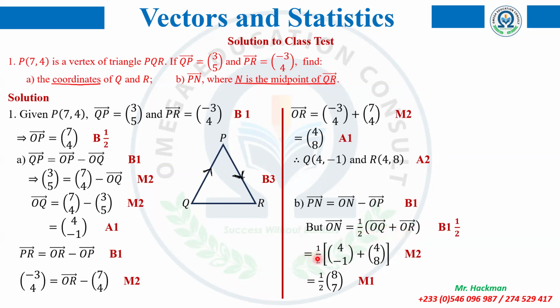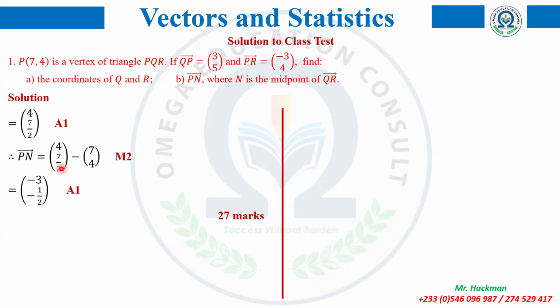And that will be equal to half of what OQ vector is, and OR vector as well. You substitute. Then you deal with what you have in the square bracket, which gives us 4 plus 4, which is 8, then -1 plus 8, which will give us 7. So half of that. By so doing, we are going to get 4 and 7 over 2.